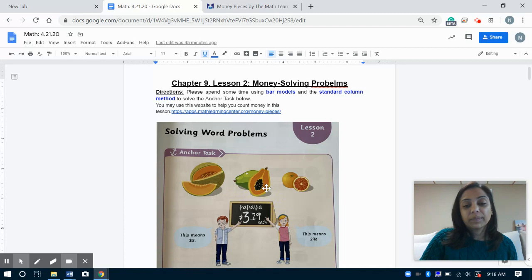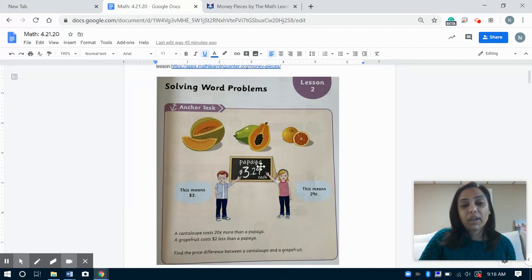It says here, our friends Chris and Katie are showing us the price of a fruit called a papaya. This is a papaya. This here is a cantaloupe. And this over here is a grapefruit. Chris is saying the papaya costs $3.29, and Chris is pointing to this 3 to let us know that that is $3. And Katie here is pointing to the 29 to make sure that we know that 29 is 29 cents. And you can see that here.